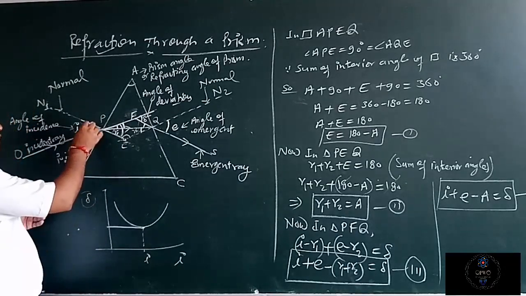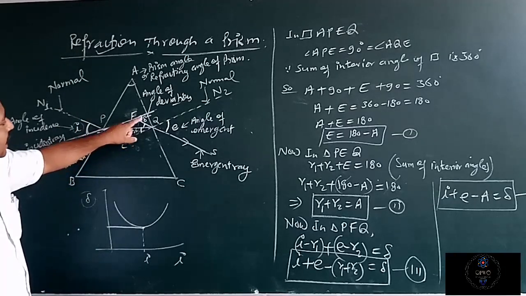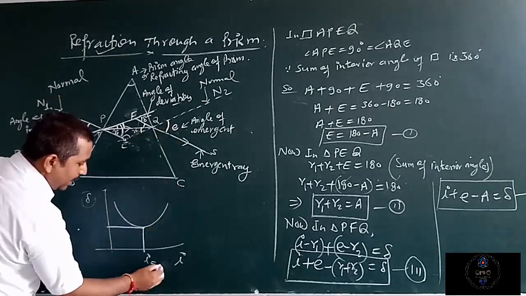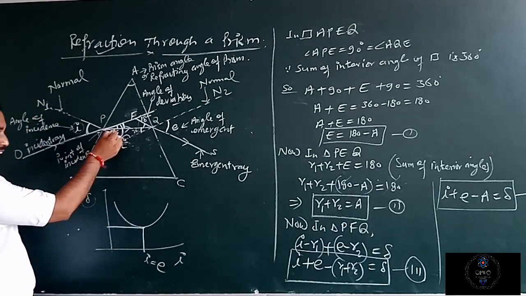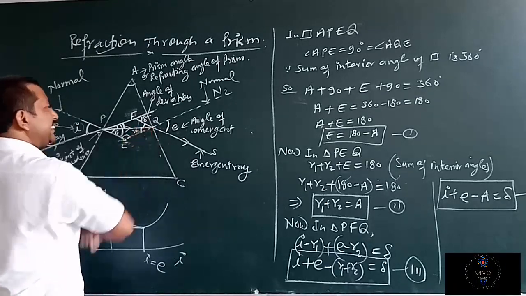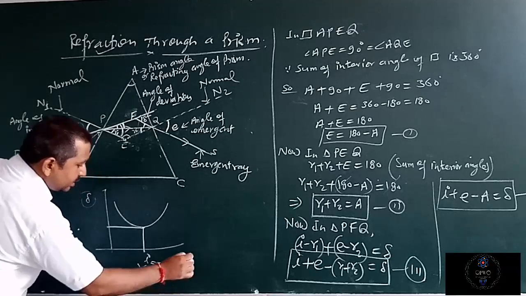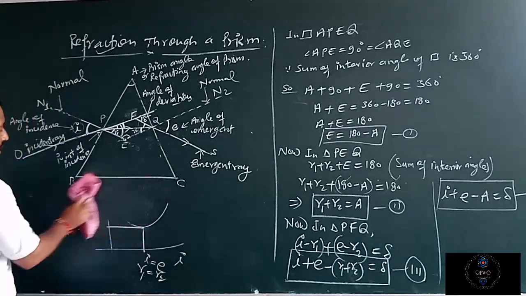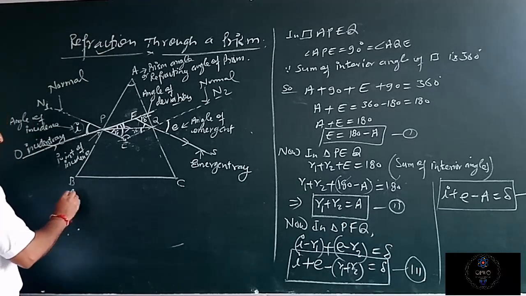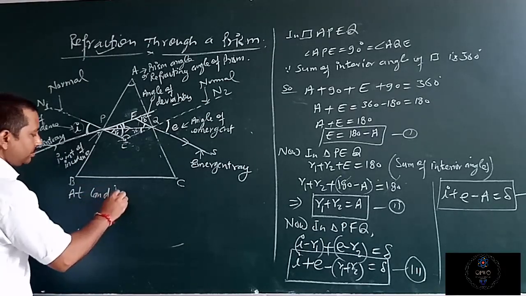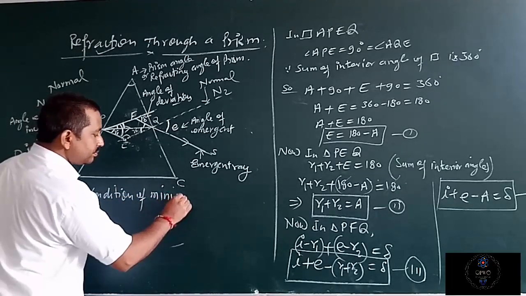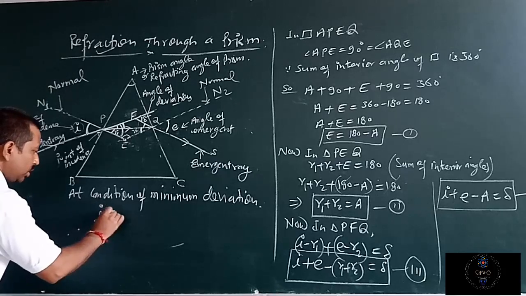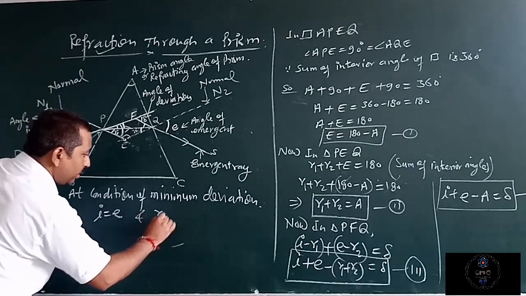So there is a special value of I for which the angle of deviation is minimum, and in this condition the angle of incidence becomes equal to the angle of emergence, and the angle of refraction is equal to the angle of the second incidence. It means R1 equals R2. This is known as the condition of minimum deviation. So at the condition of minimum deviation, we get I equal to E and R1 equal to R2.